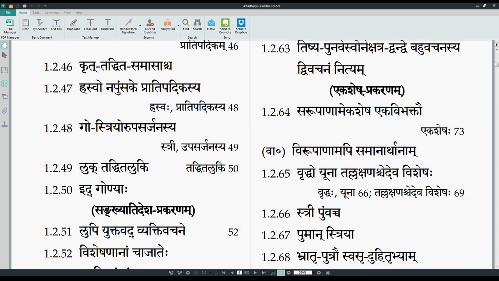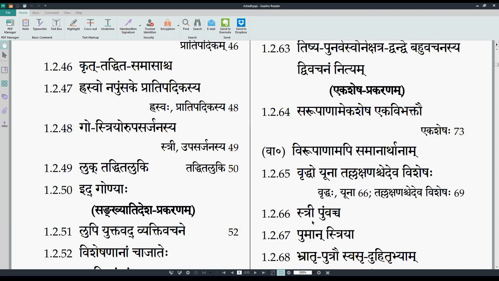If you have studied Samasa, you know that when you put words together, say Mata and Pita, it will be Itaretara Dvandva, Mata cha Pita cha, Matapitarau. Since there are two people, Mata and Pita, you get the dual, Prathama Dvivachana. Now in Ekashesha, when you want to talk about parents, the first can be dropped.